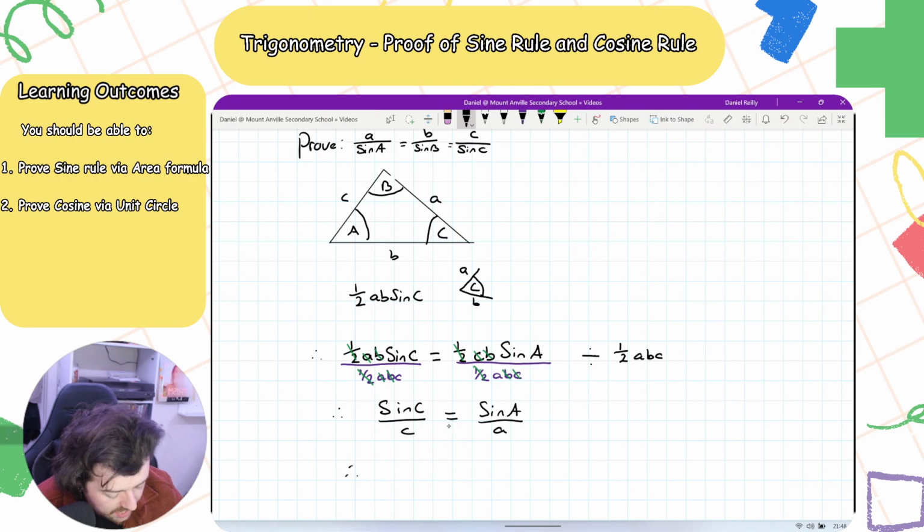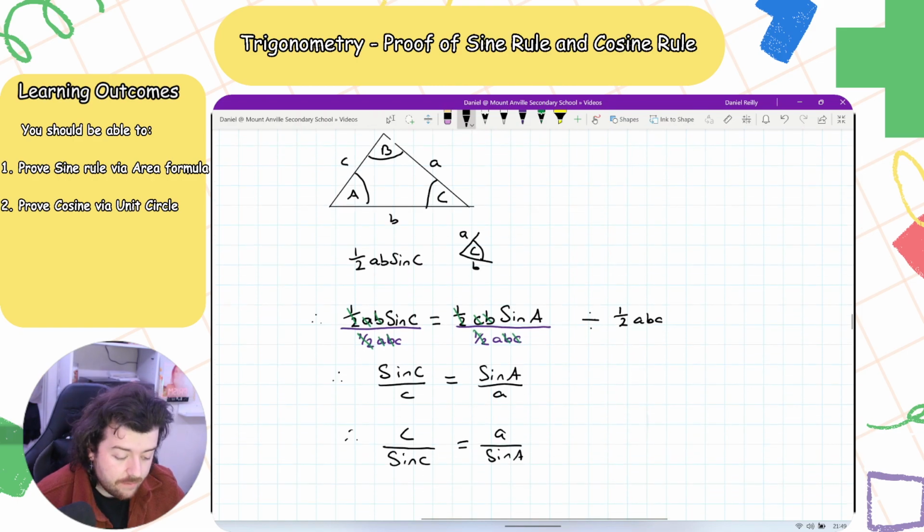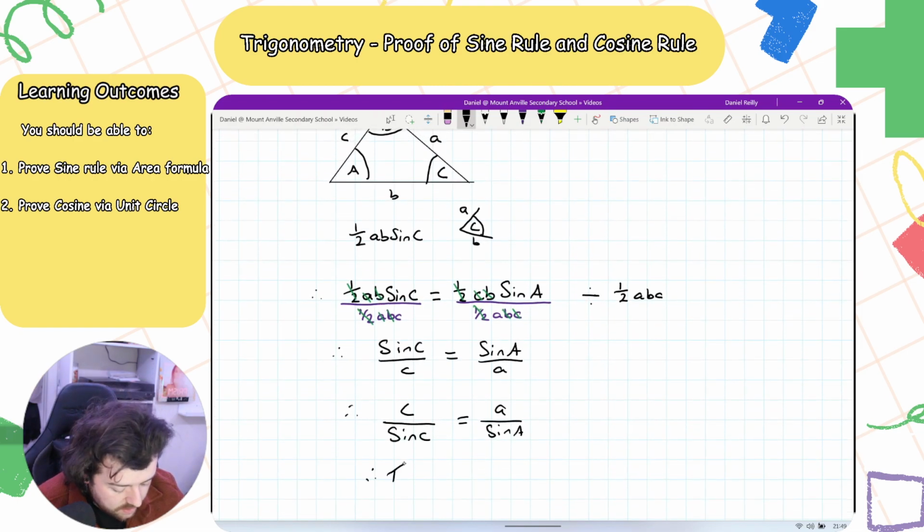Therefore, we can flip and multiply these. So we can say C over sine C equals A over sine A. And then the same can be proven for B over sine B.